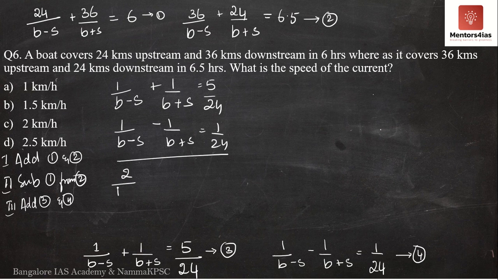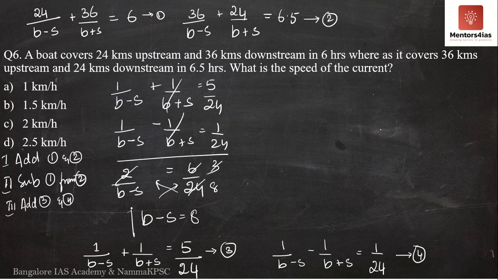We get 2 over b minus s. This gets cancelled. This is equal to 6 divided by 24. 2 3s are 6. Okay, we'll take b minus s over here. 3 8s are 24 and 8 over here, b minus s over here. So what do we get? We get b minus s is equal to 8. Fourth step, now I am going to subtract.